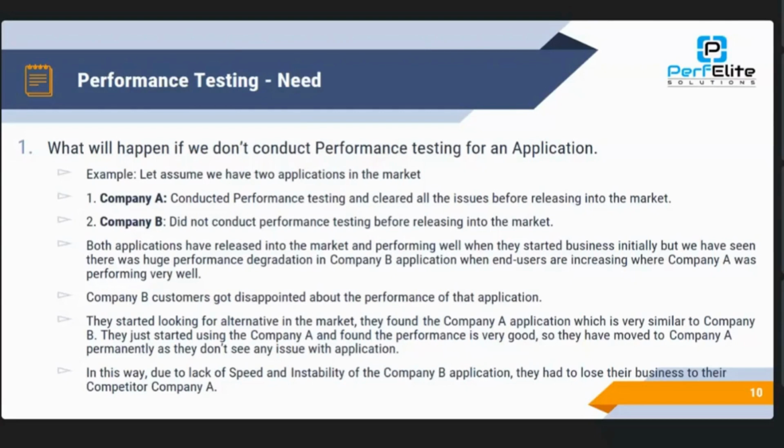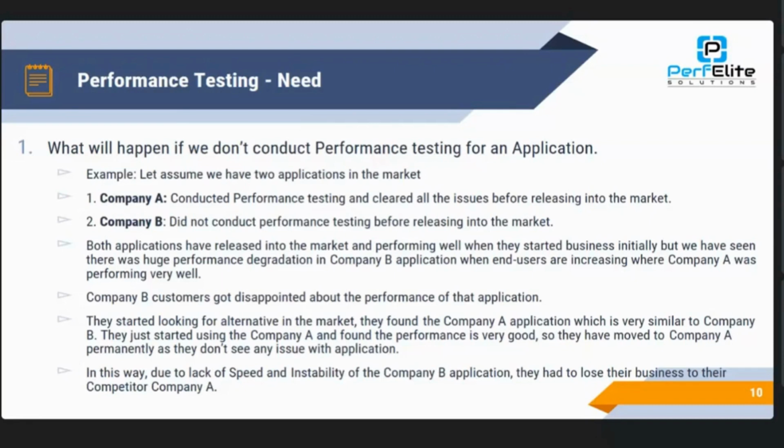Here is what happens when the customer base increases on these two applications. Company A is performing very well, but there is a huge performance degradation for company B, because the application is getting stuck, responding very slowly, and it is not stable. We are seeing frequent intermittent issues at company B. But company A is performing very well even with the increased user load. Initially both businesses were doing well, but when user load is high, company B is not performing well.